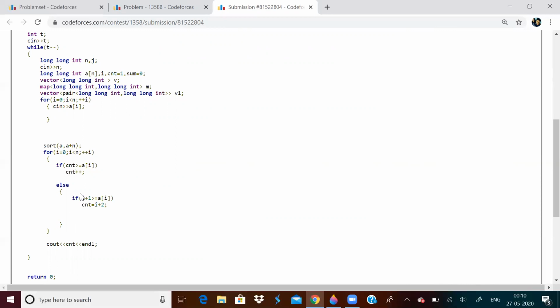I will keep counting how many people are initially in the room, and if the count value is not greater than the current granny's value, I will check this. This is an important condition. If I plus 1 is greater than or equal to a of I, then I will make count I plus 2.